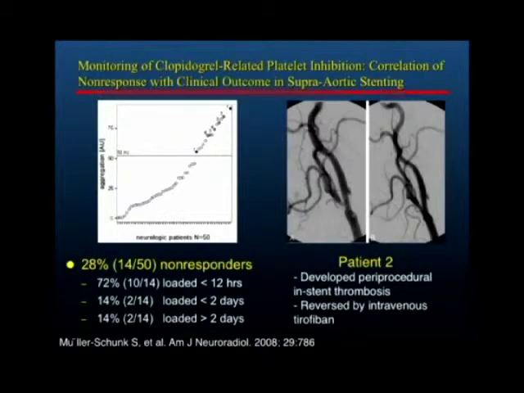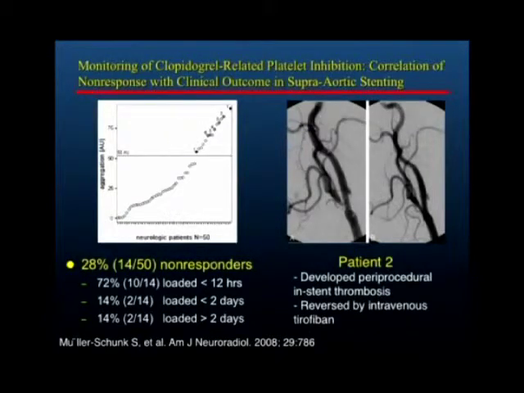Here's one trial from the American Journal of Neuroradiology looking at clinical outcomes in supra-aortic stenting. They took 50 people and analyzed their blood. This is a different assay looking at platelet aggregation: you put their blood in a sample and it finds out how much of the platelets are still clumping. So the higher the number, the more the platelets are still functional and potentially able to clot. You want a nice low number here. This group of patients up here turned out to be 14 of the 50. So 28% of the people turned out to be, quote, non-responders, meaning they didn't get the appropriate response after getting the load of clopidogrel. And the majority of those 14 were loaded with less than 12 hours.